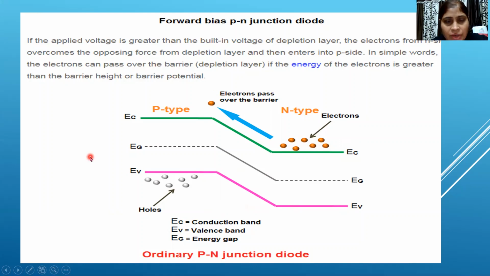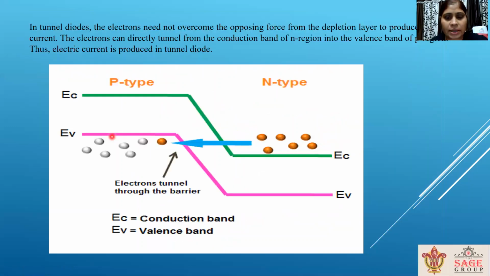In the p-n junction diode, when it is forward biased, the electrons present at the conduction band start moving towards the p-type layer, again at the conduction band. So electrons are moving from conduction band to conduction band, from n-type layer to p-type layer. This happens in the p-n junction diode when forward bias is applied. Now come to the tunnel diode.